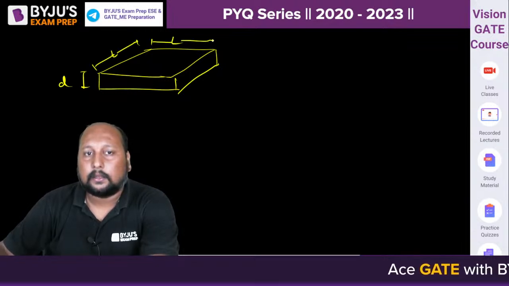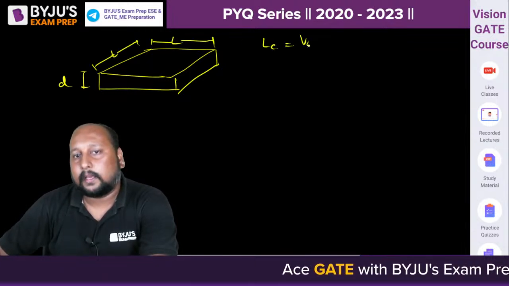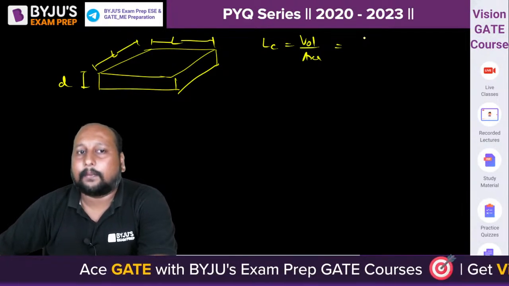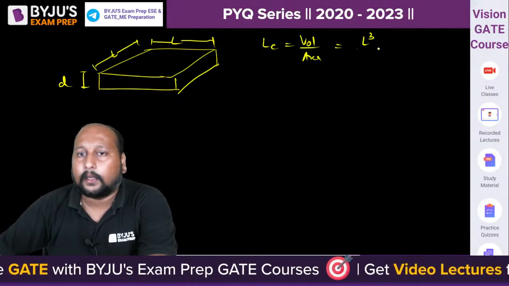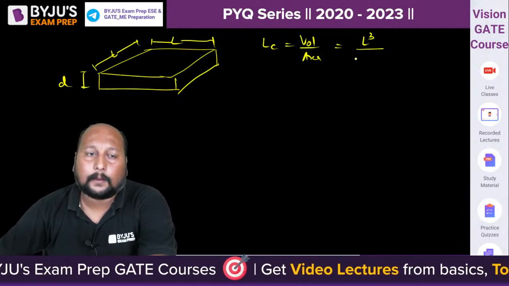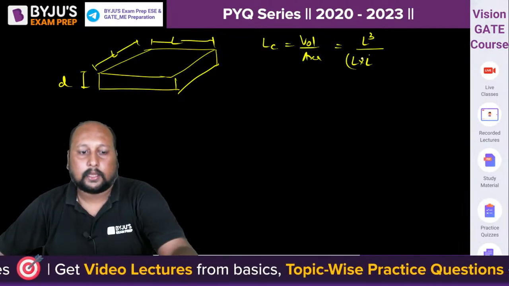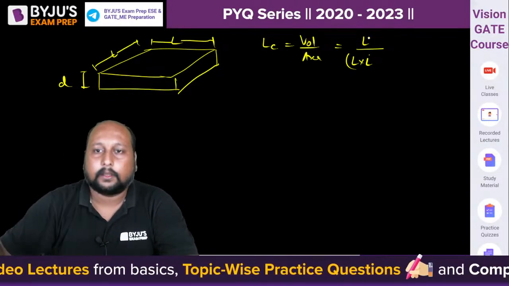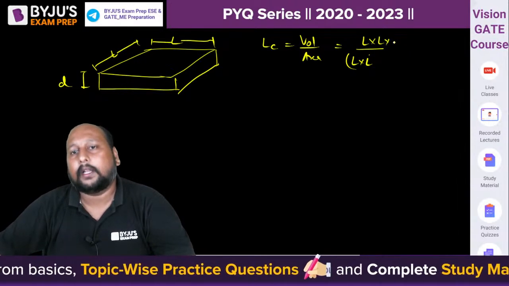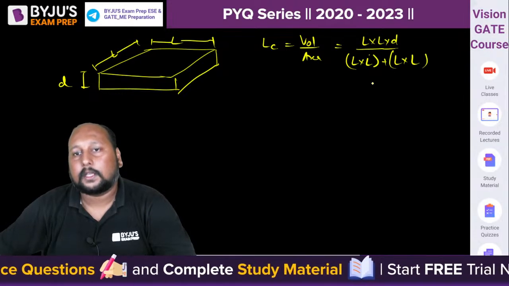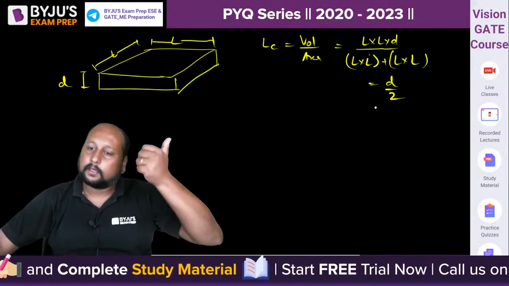This is L. So we can say Lc is equal to volume by area, right? Volume will be L cube, divided by area, L into L. No, not L cube, L into L into D, right? The area is L into L plus L into L. So this is equal to D by 2. That's it, D by 2.